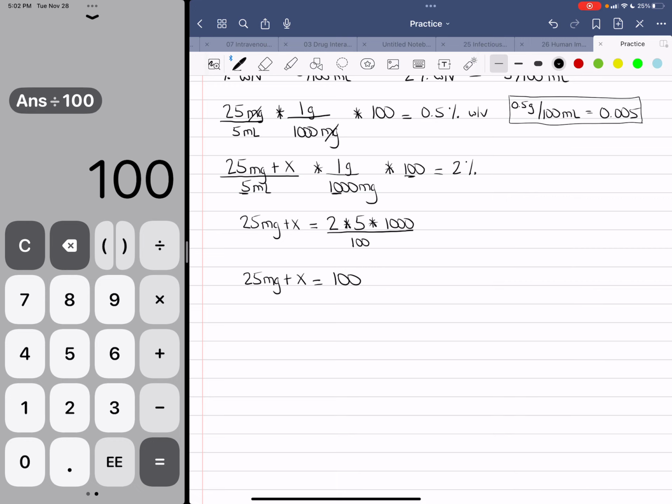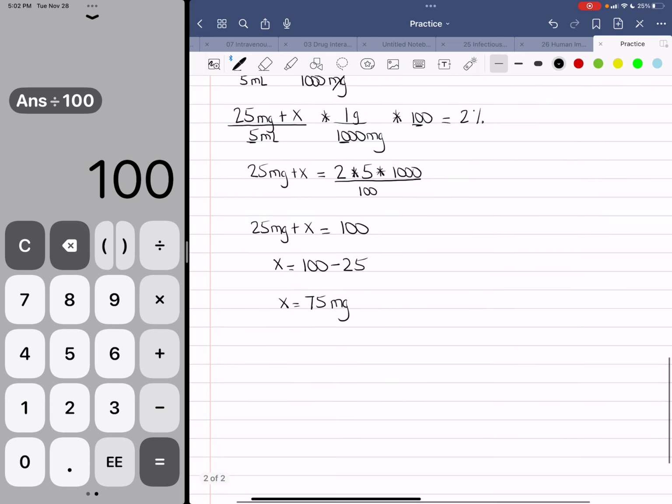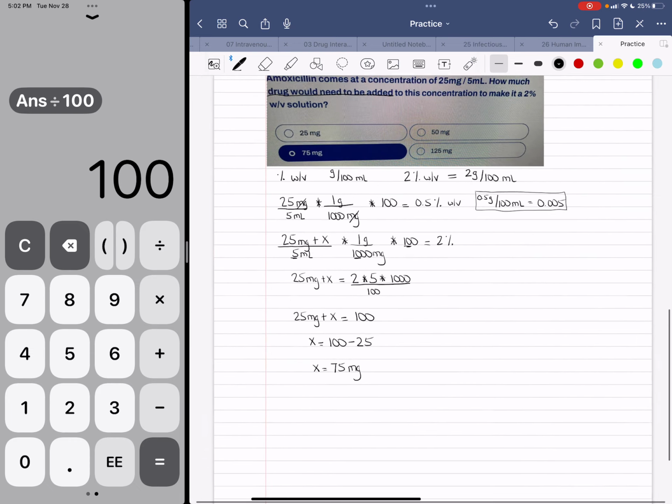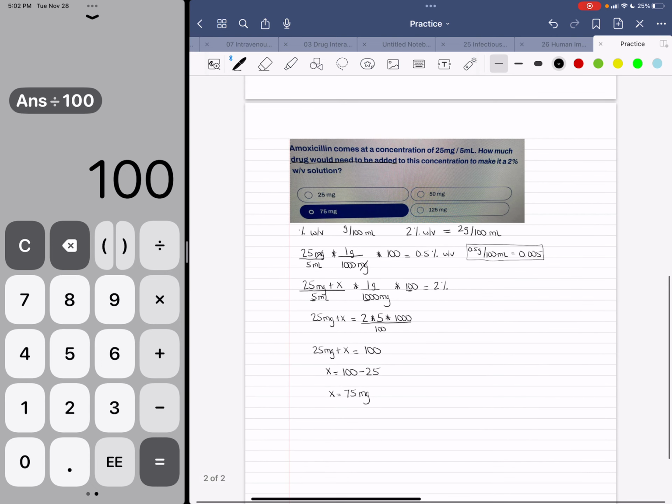Now we are down to where we can do the opposite again. So that was a positive 25. So that's going to be X equals 100 minus 25, which of course is 75 milligrams is what we're looking at here. And there was our answer, 75 milligrams. All right, I hope that helps.